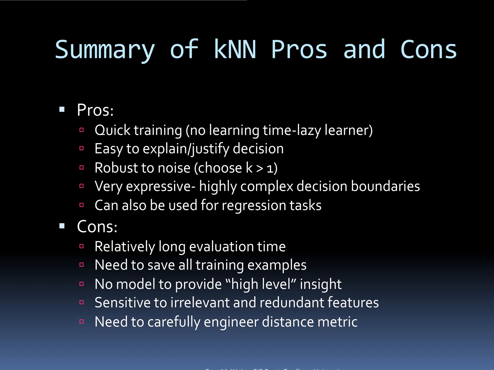Cons: relatively long evaluation time. Requires saving all training examples. Lacks a model for high-level insights. Sensitive to irrelevant and redundant features. Necessitates careful engineering of the distance metric. Overall, KNN is a powerful tool for classification and regression, but it requires thoughtful consideration of data preparation and parameter tuning to maximize its effectiveness.